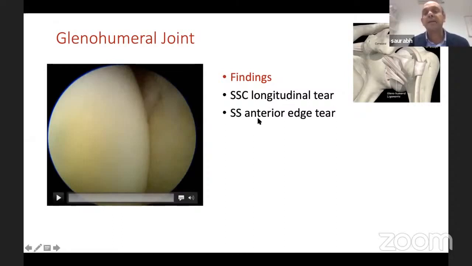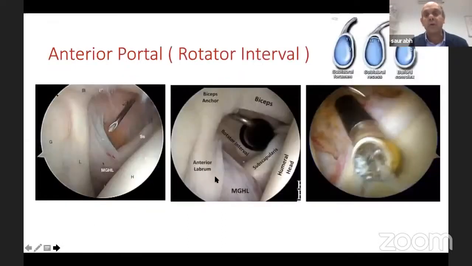So there were 2 findings here. We found a subscap longitudinal tear and a supraspinatus anterior edge tear. Of course, there was a bit of superior labrum fraying also, which was debrided. So let's still carry on with the glenohumeral joint.